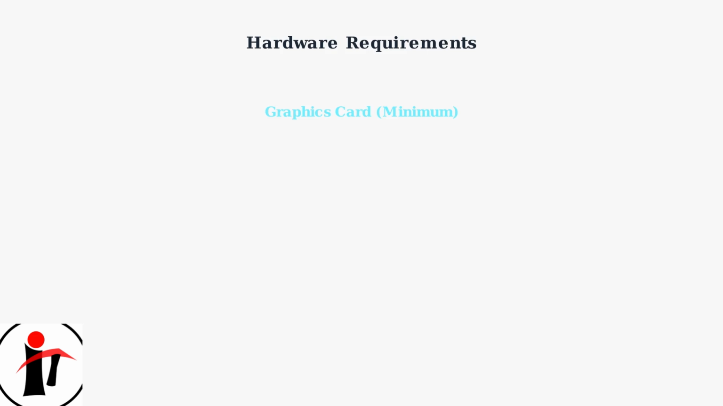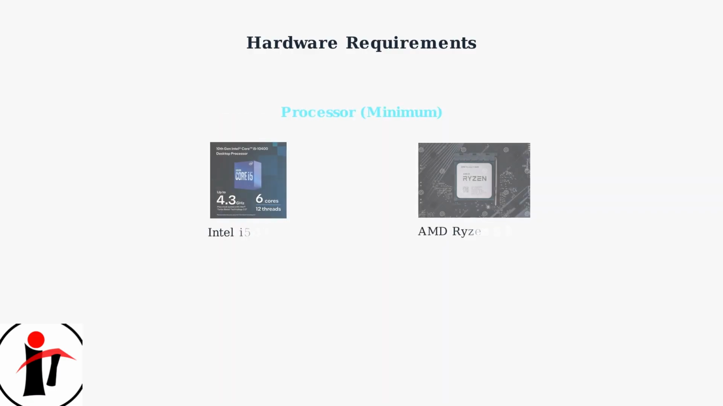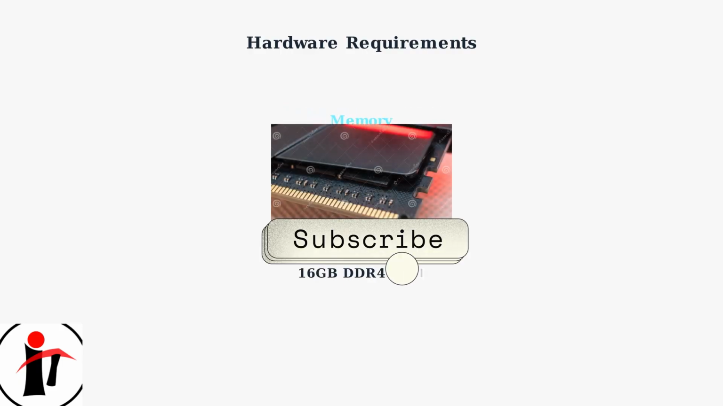First, you need a capable graphics card. You'll need at least a GTX 1070, RTX 2060, or RX 6600 XT to achieve 240 frames per second in competitive games. For the processor, you need a modern quad-core CPU like an Intel i5-10400 or AMD Ryzen 5 3600 to avoid bottlenecking your graphics card. You'll also need 16 gigabytes of DDR4 RAM for optimal performance and smooth gameplay at high refresh rates.